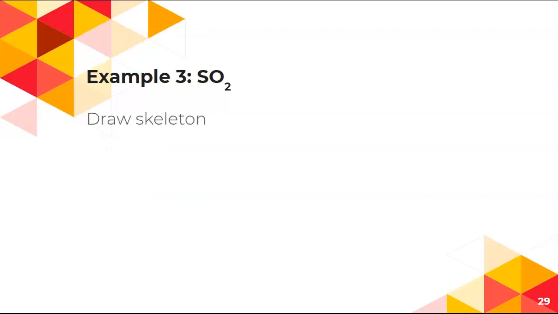Next, I'm going to draw my skeleton. Central atom comes first, so S is going to be in the center. And I've got 2 oxygens. Again, I picked left and right. As for right now, it doesn't really matter where they go. You could have done top and bottom. You could have done top and right, whatever. Later on, you'll learn more about that. But for right now, it doesn't really matter where you put your 2 oxygens.